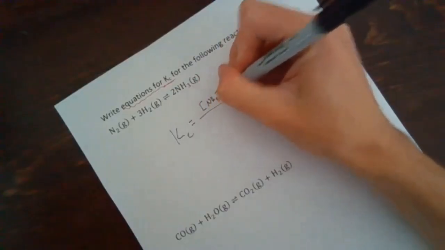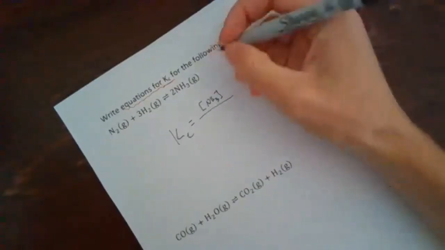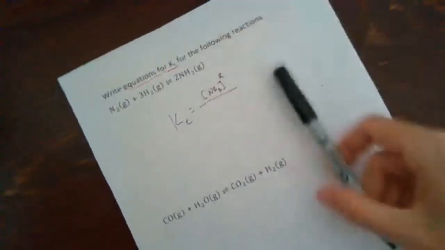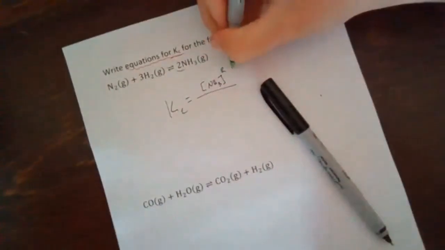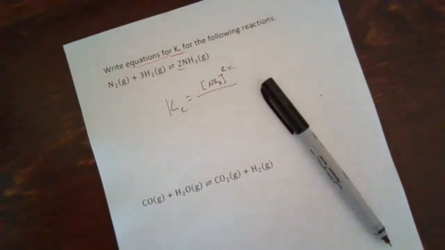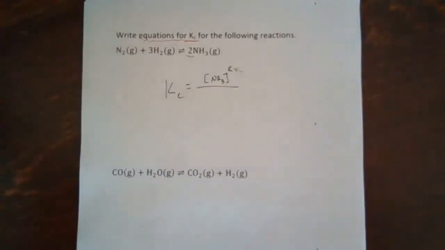I'm going to use my square brackets. I only have one product, NH3, so that shows up right there. And then the coefficient becomes the exponent. So this 2 right there becomes the exponent on the NH3 because it's a 2 in the balanced equation.